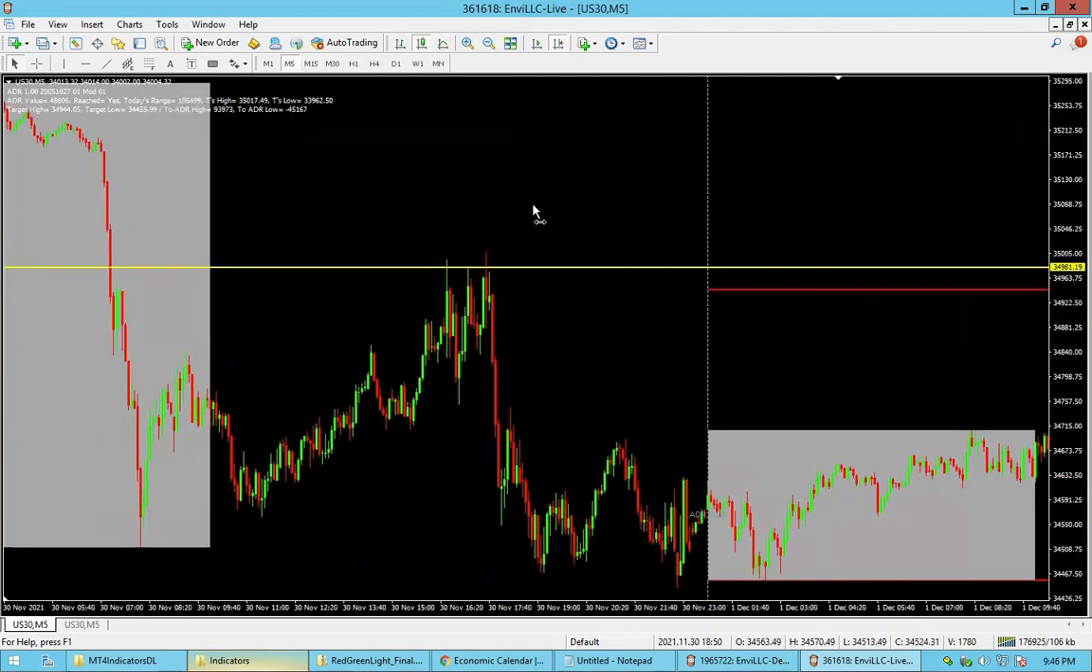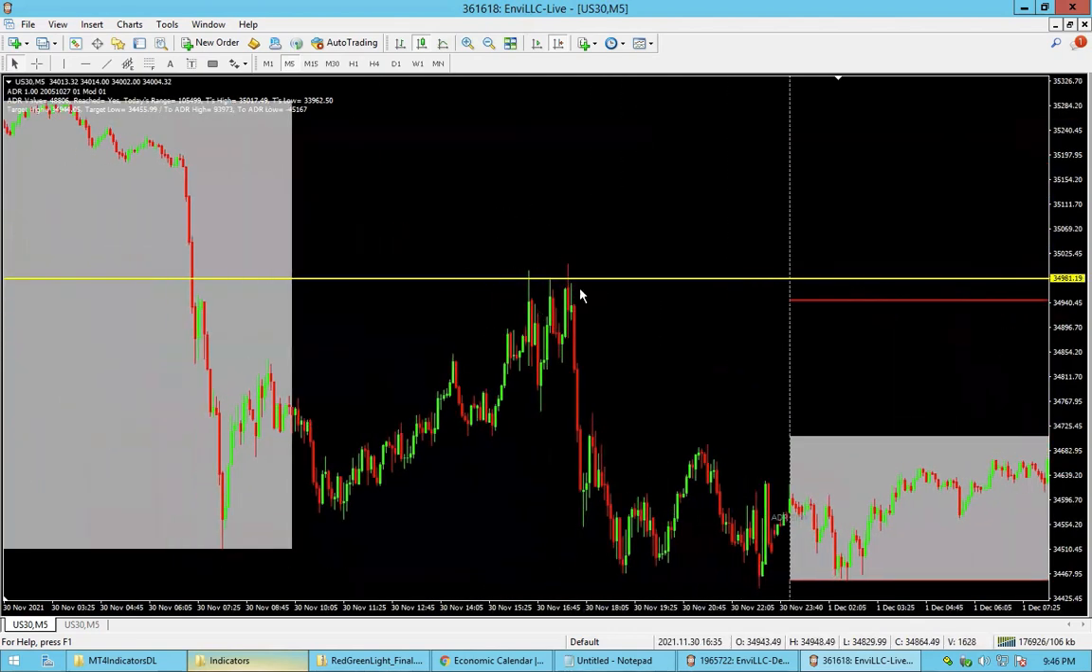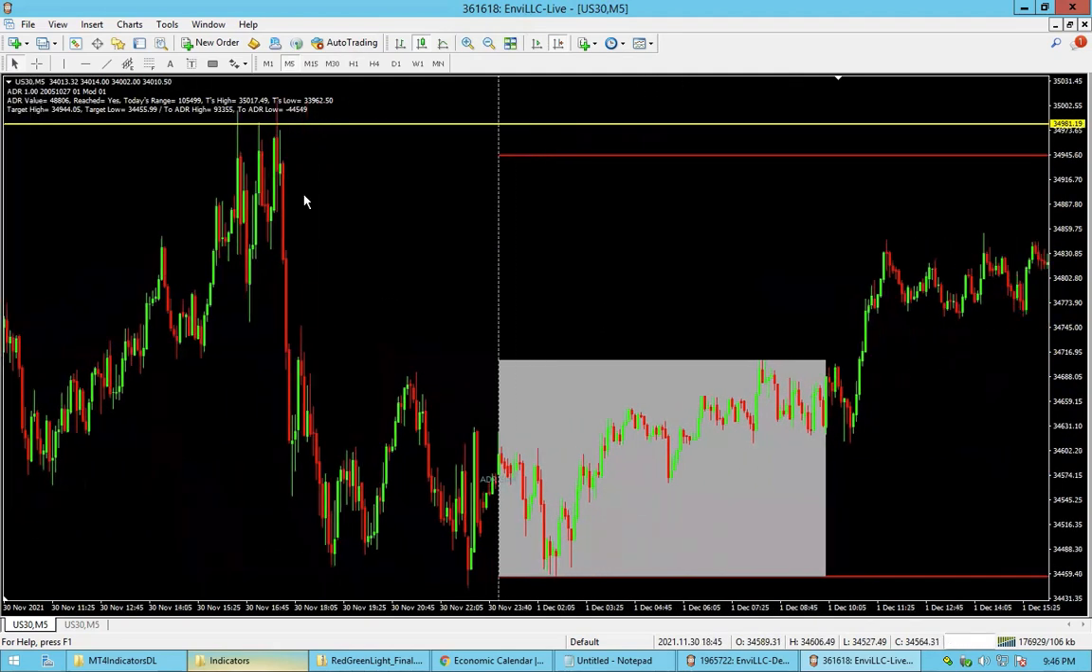This is yesterday's New York session high. As you know, US30 is a New York session pair. So yesterday, at the start of the New York session, these are the equivalent highs. 1, 2, 3.